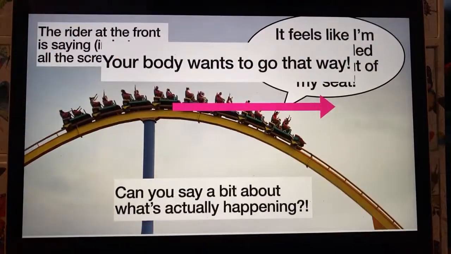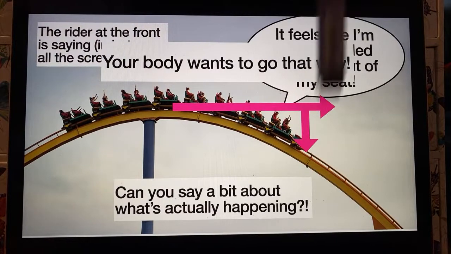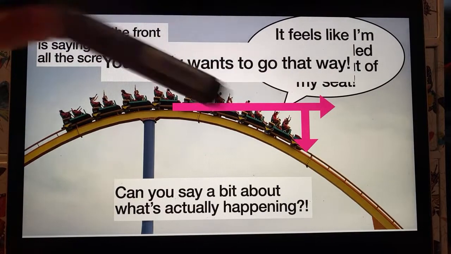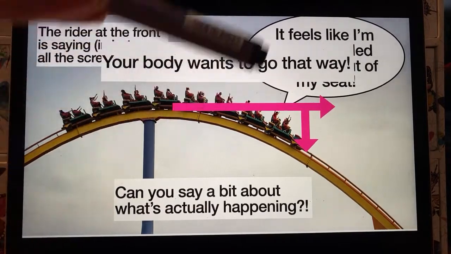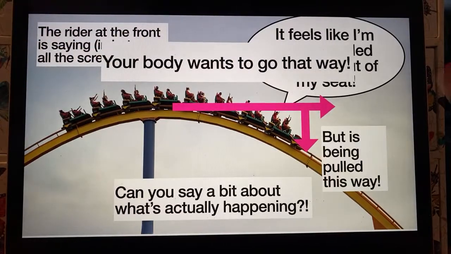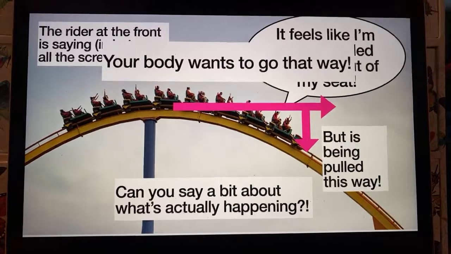But the roller coaster, your body wants to go that way, I've written on the PowerPoint. But the roller coaster is forcing them to go downwards. They're strapped into this roller coaster. The roller coaster is attached to the tracks, and it's all pulling them downwards. So they're actually getting pulled down.